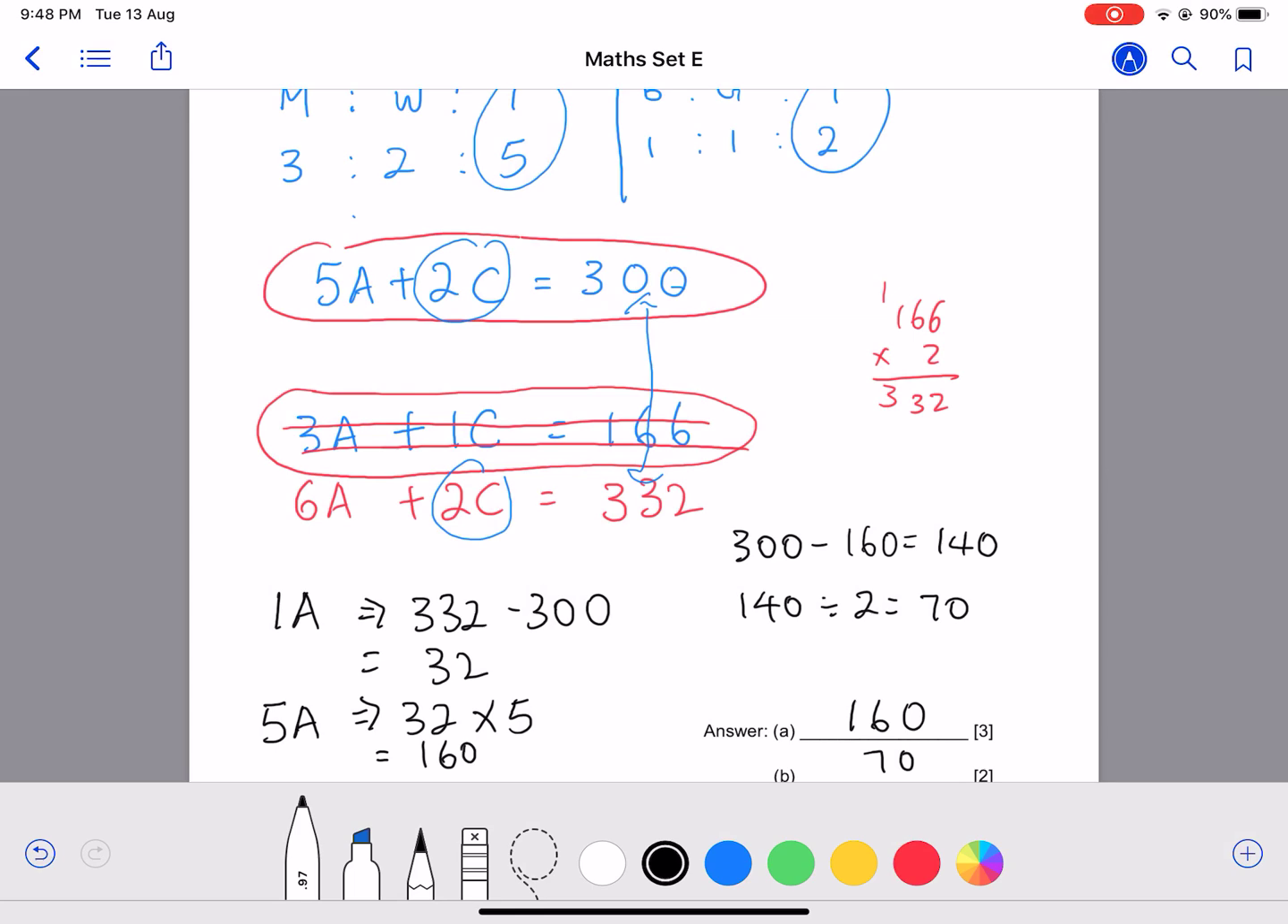That's for part B. Okay, ratio I find it quite fun to do. So a lot of equations here and there that you can make use of. So I'm going to stop here at question number 16.